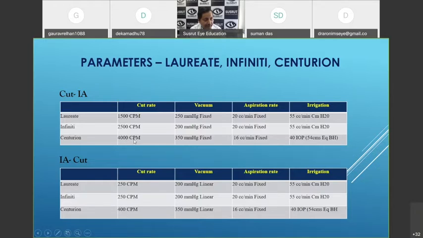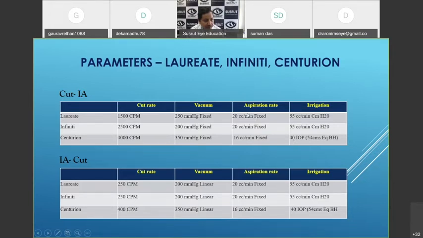But in the IA cut, when the base of the vitreous is being cut, we first aspirate and then cut. The cut rate comes very low. So in cut IA, the cut rate is highest, and in IA cut the cut rate is lowest: 250, 250 and 400. In case of bottle height, this is 55, 55, 40 in both the phases.